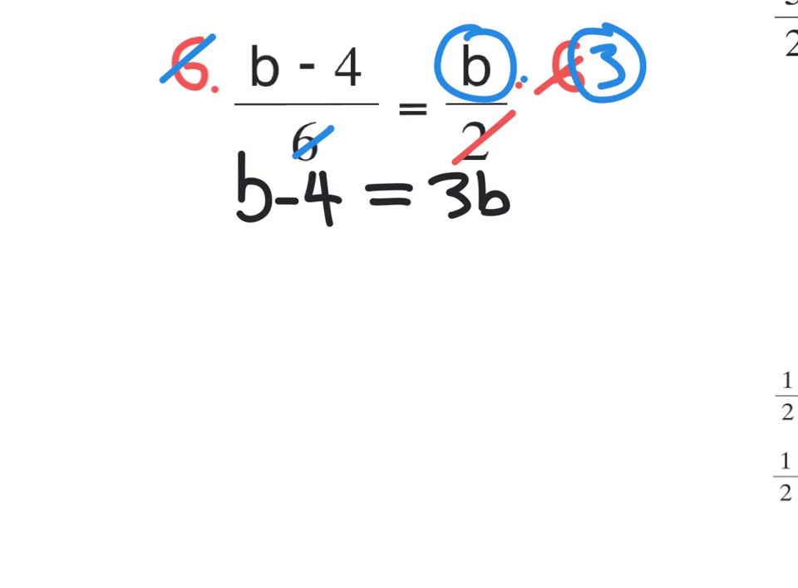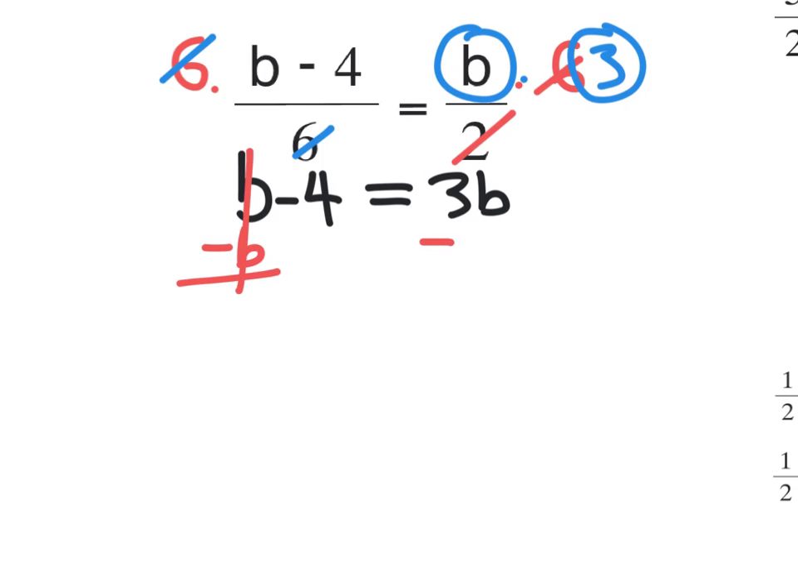So now we have this simple equation that we need to solve. We need to get b by itself on one side. The problem is we have b's on both sides. We don't want b's on both sides. So let's just get rid of one of those b's. Which one do you want to get rid of? The b on the left. Okay, we're going to go minus b.